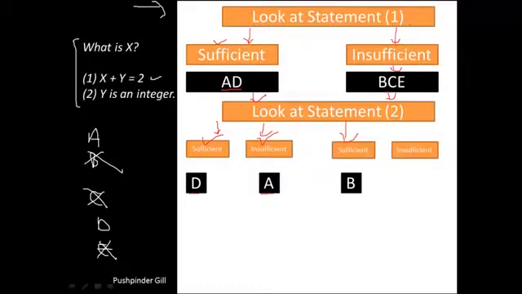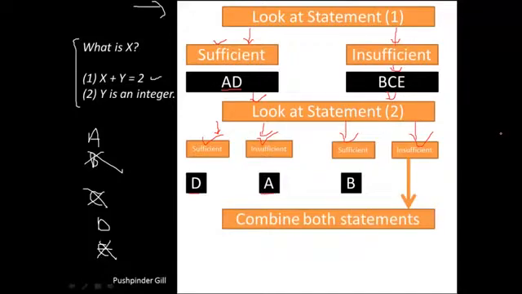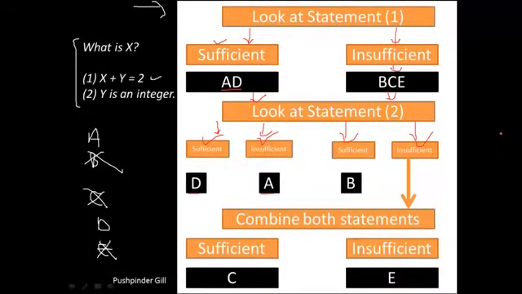If statement 1 is insufficient and statement 2 is insufficient, then you try to combine both of them. Then it can either turn out to be sufficient or insufficient. Your answer is C if both together give you the answer, and your answer is E if even together they are not giving you the answer. So this is the basic flow chart of a data sufficiency question. You can very well start with statement 2, but the whole flow chart would change. I suppose you can make this flow chart on your own as well.